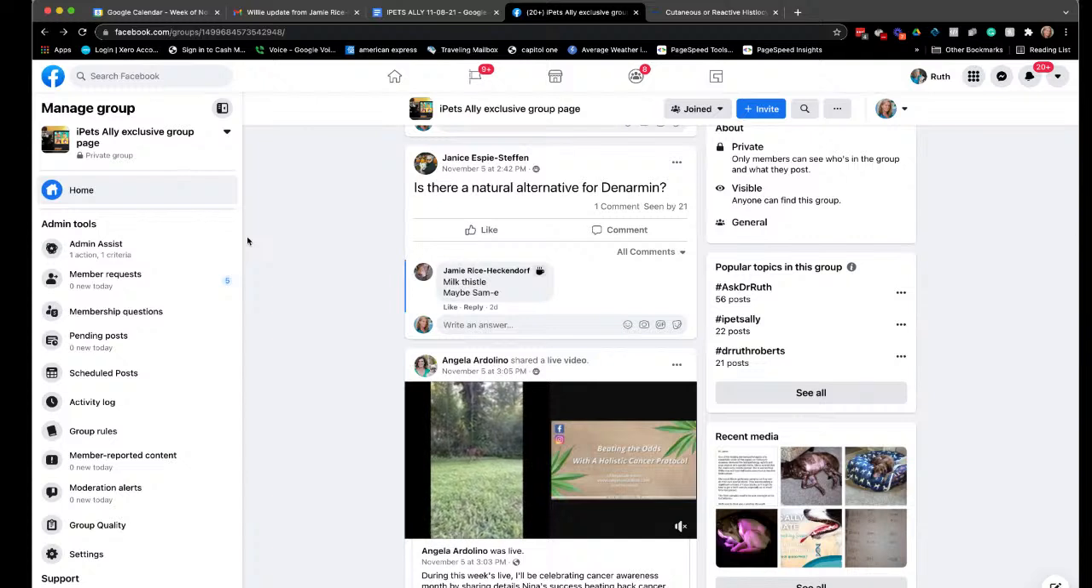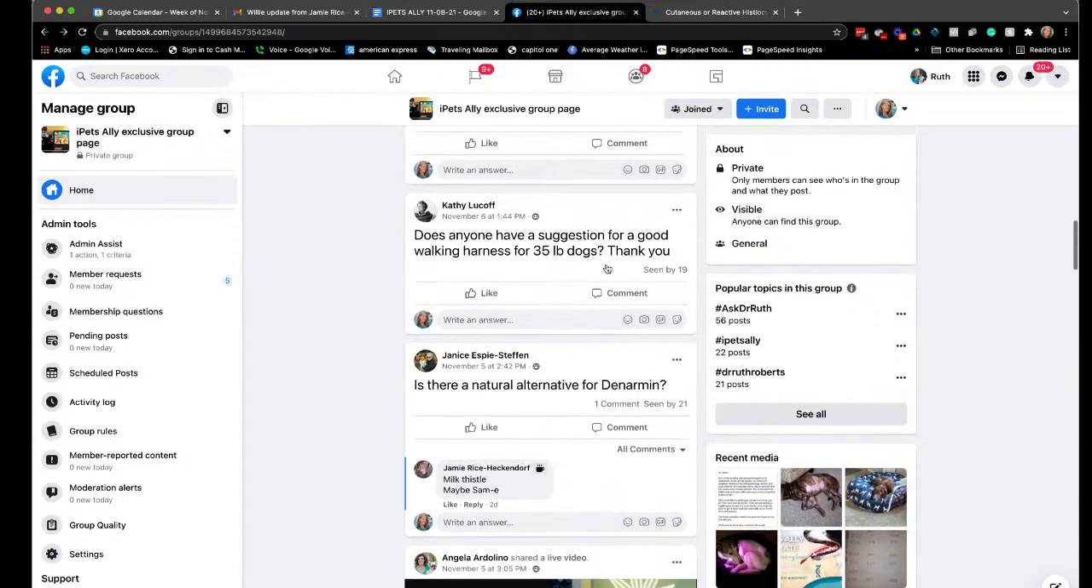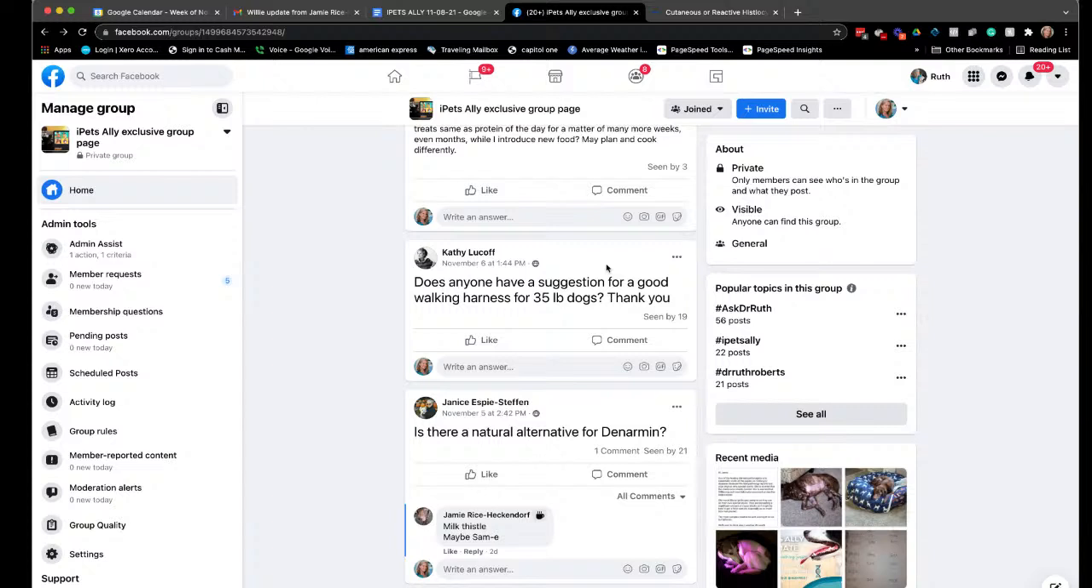Janice is asking if there is a natural alternative for Denamarin, and yes, absolutely. Milk thistle, SAMe, I'm not so fond of because it just doesn't really seem to work. You can also certainly use hepatic support from Standard Process. I always found in practice that Denamarin really didn't work that well. And frankly, it was dreadfully expensive, and plain old milk thistle worked better.